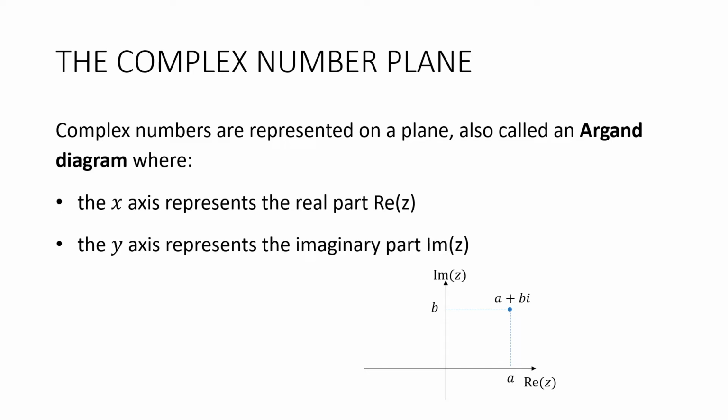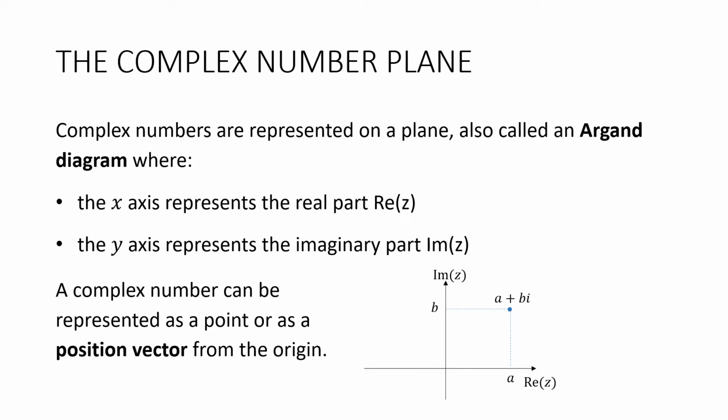So complex numbers are represented on a plane, which is also called an Argand diagram. And the x-axis represents the real part of the complex number, and the y-axis represents the imaginary part. We can represent it as a point, like the point A, B, or we can represent it as a position vector from the origin.